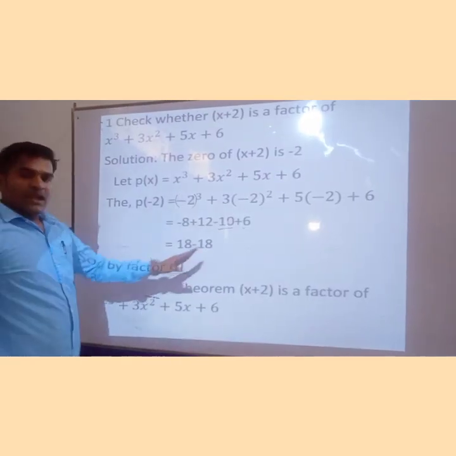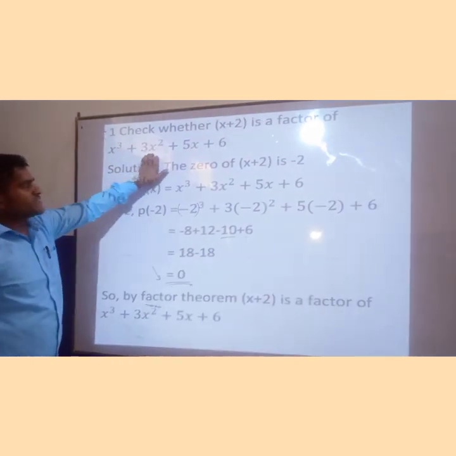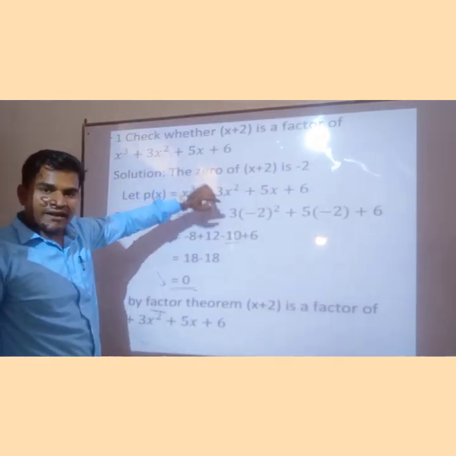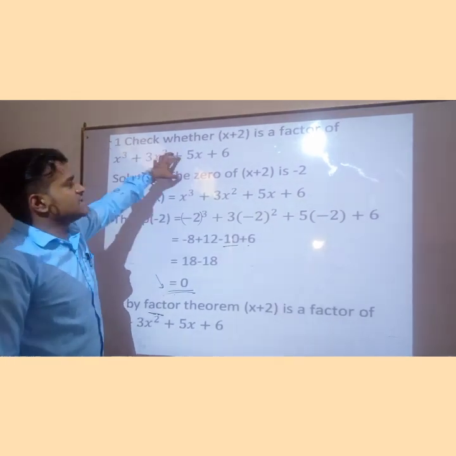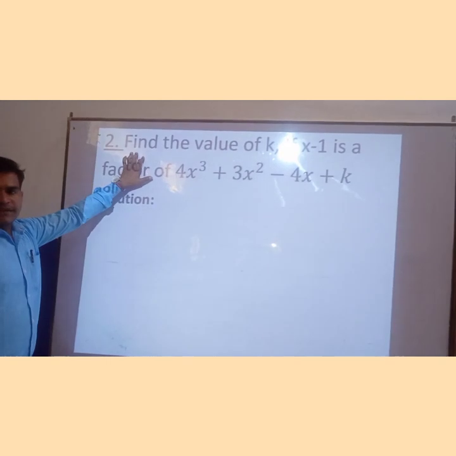By the factor theorem, x plus 2 is a factor of p(x), x cube plus 3x square plus 5x plus 6, and this polynomial is a multiple of x plus 2 also. Clear?